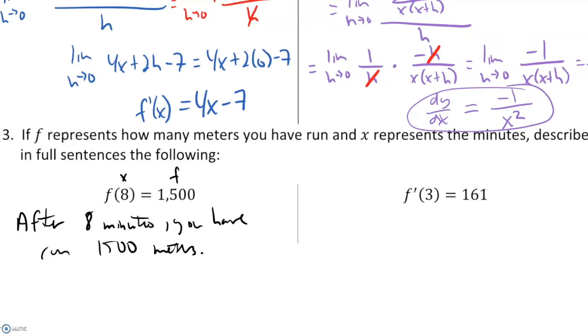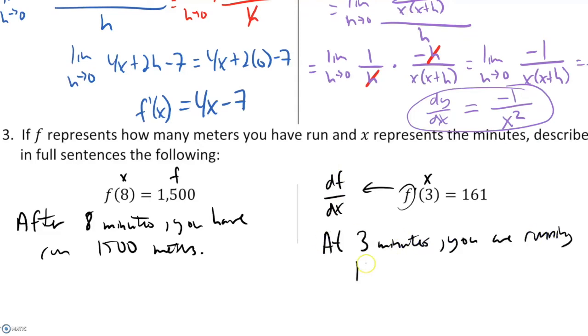Now let's look to the one on the right. F prime of 3 equals 161. Well, that 3 is still a value for x, but f prime is going to describe df dx, the change in f over the change in x. And so what we're saying is at 3 minutes, you are running 161 meters per minute. And I didn't get those units by mistake. It's a change in f was meters, over a change in x, and x was minutes.